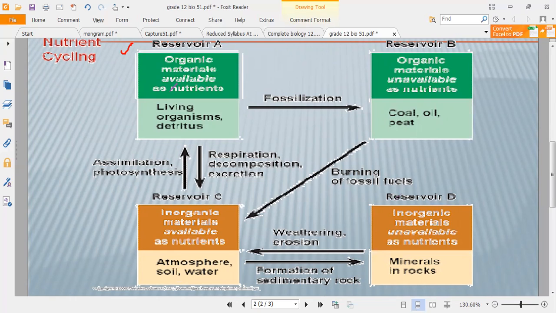One main thing is that the transfer of elements between the reservoirs depends upon 2 characteristics: number 1, whether the reservoir contains organic or inorganic material, and number 2, whether the materials are directly available or indirectly available for the use of organisms.